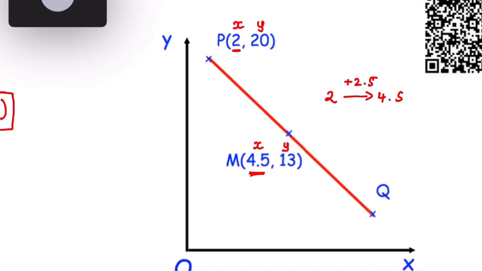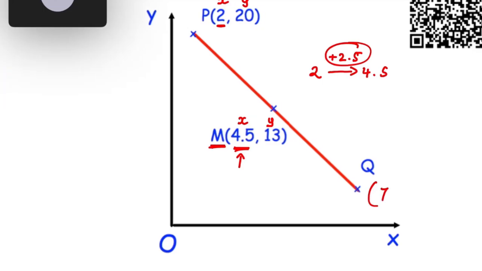So that means to get to the x coordinate of Q, we also have to do the same thing. We have to add 2.5 to this 4.5 that we have. Okay, because 2 to get to 4.5, we need to add 2.5. So then 4.5, we need to add 2.5 to get to the coordinates of Q because M is the midpoint. That means the distance between the x and the y coordinates is the exact same. So we're going to add 2.5 to 4.5, and that's going to give us 7.